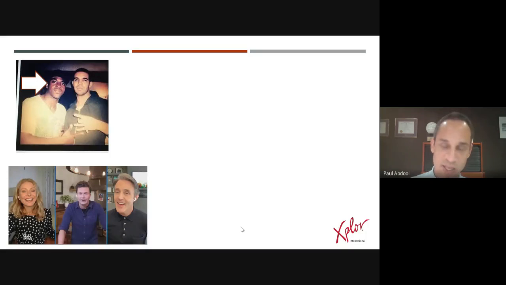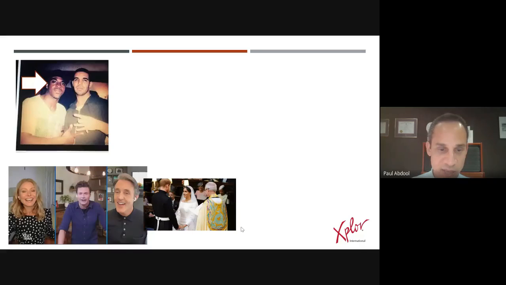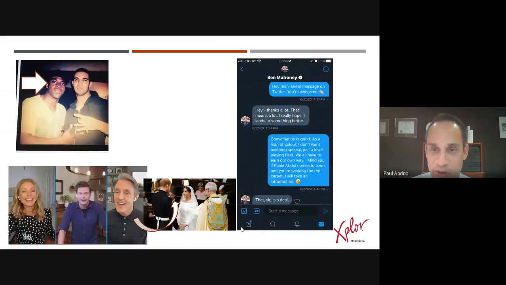Okay. And the person beside him in the black shirt is the son of a former prime minister of Canada. And you'll notice he's sitting here at this wedding, a royal wedding. You might recognize Prince Harry and his wife getting married in England. And Ben Mulroney, that's his name, who's in the black shirt, son of a past prime minister, is on Twitter with me. And he does all these things with all these stars, and people have always made fun of my name, for people who know who Paul Abdool was.